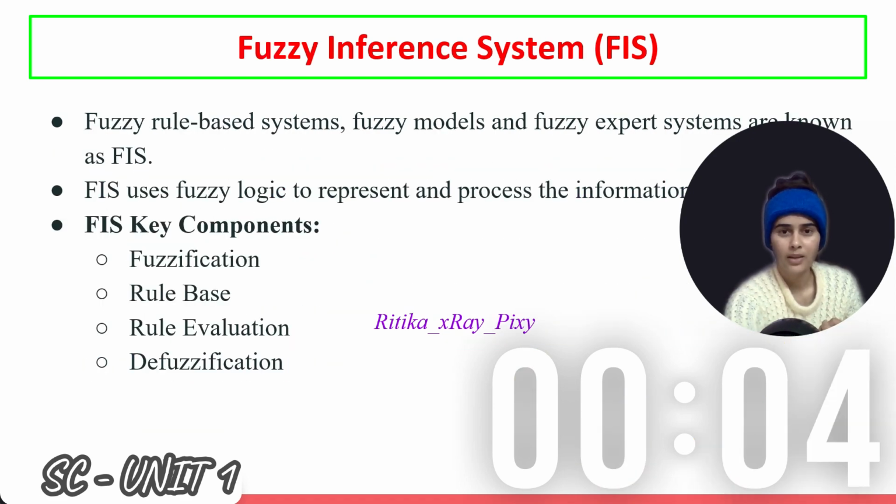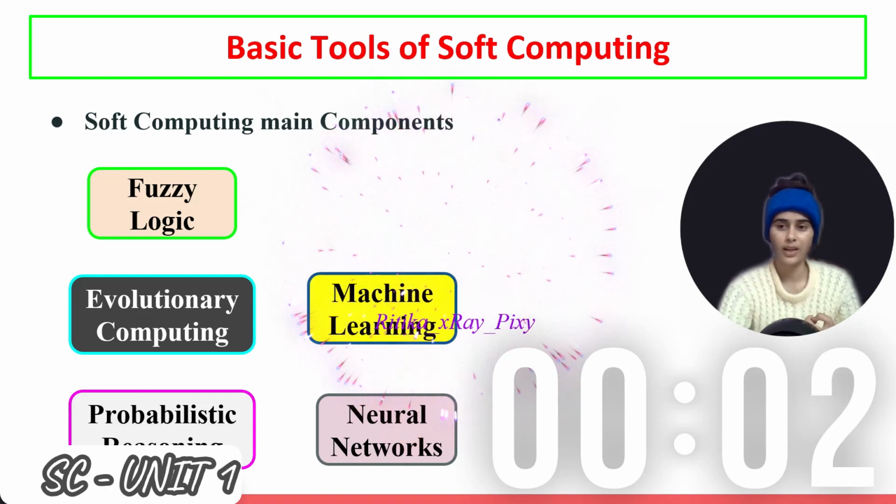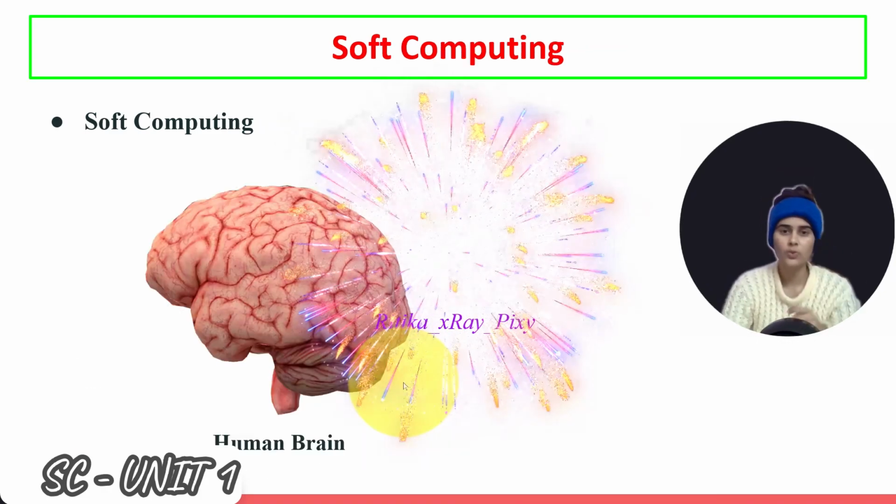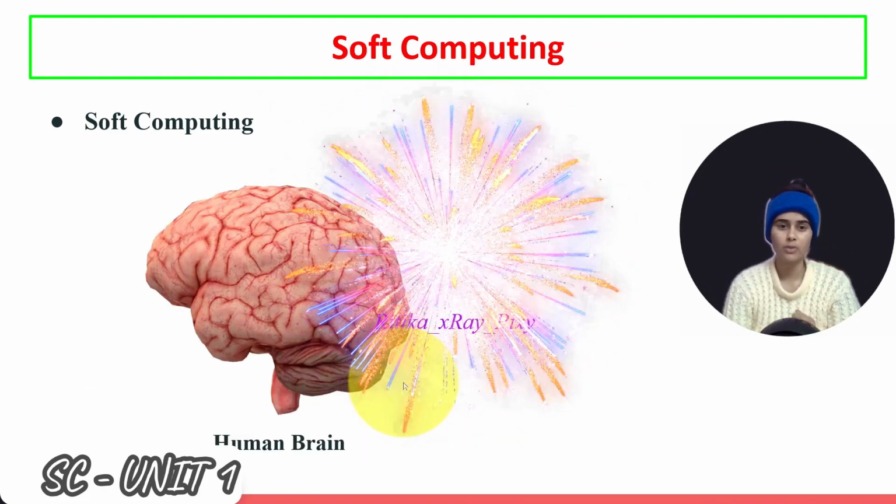Here we will try to understand this using an example. Then we have fuzzy inference system. Then we have different soft computing tools. So first we will start with what is soft computing.